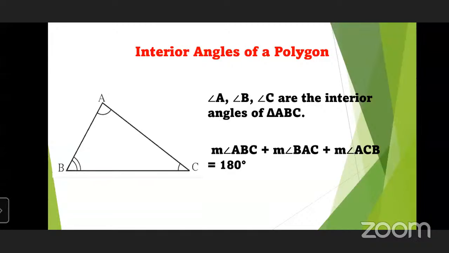Now, interior angles of a polygon. Angle A, angle B, and angle C are the interior angles of triangle ABC. Now, this triangle ABC has three angles, right? These triangles have different measurements, but the total measurement of all three angles is 180 degrees.